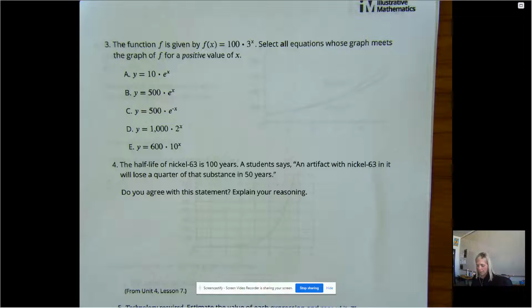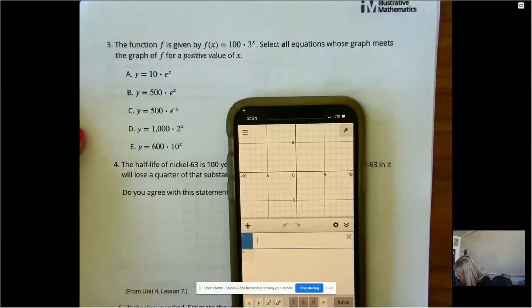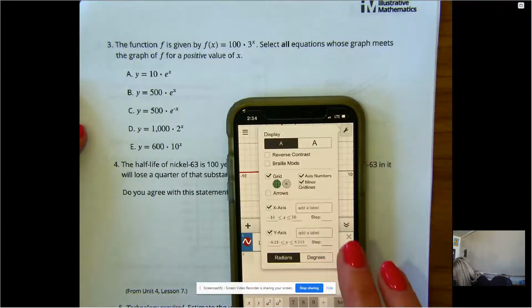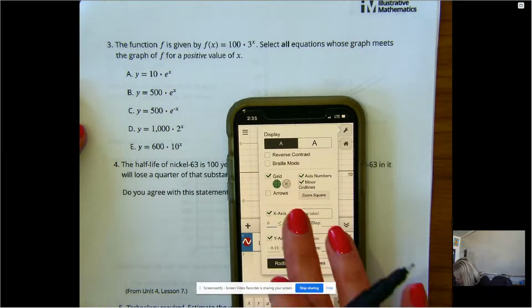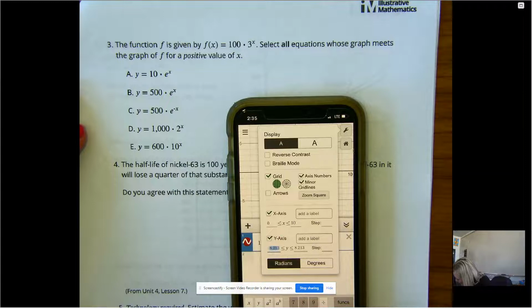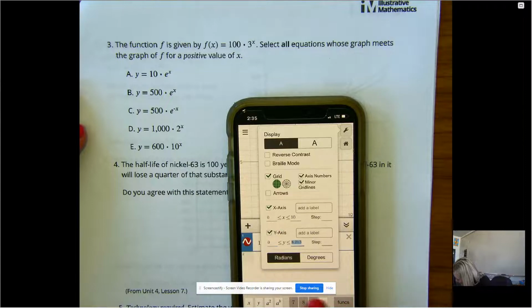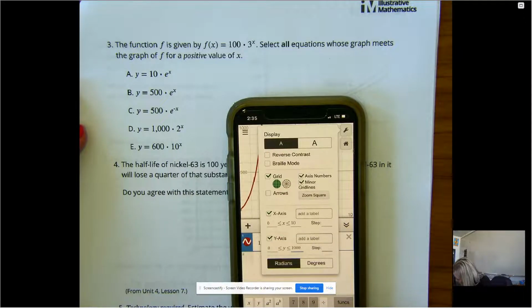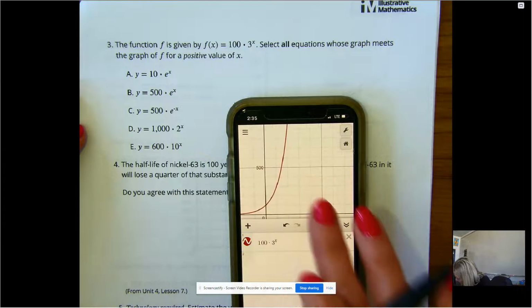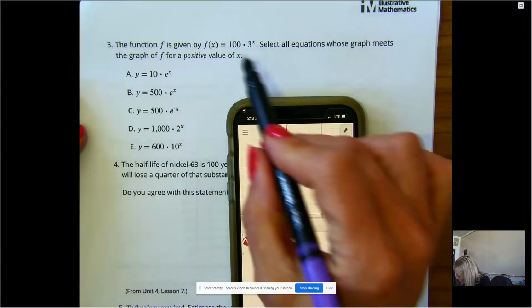I'm going to go back to Desmos. And I'm going to first put in 100 times 3 to the x. And then after that, I might make my windows go like only positive values, like maybe 0 to 10, and then 0 to maybe, I don't know, 1,000. Okay, so that's the first one.